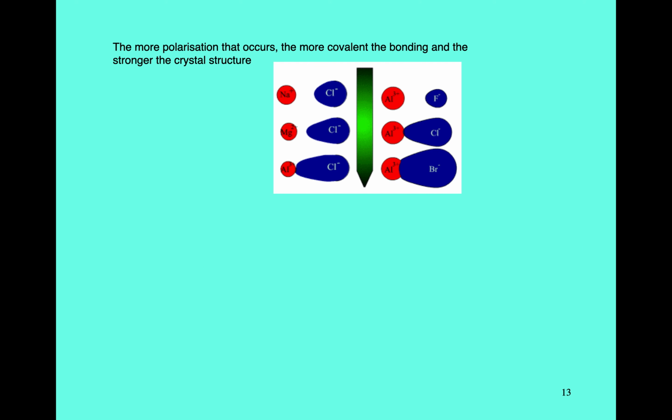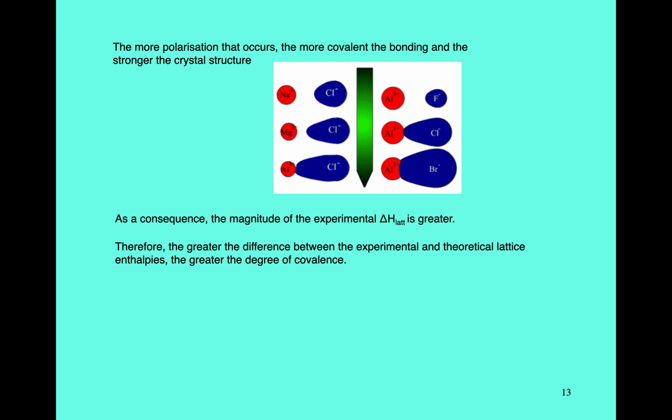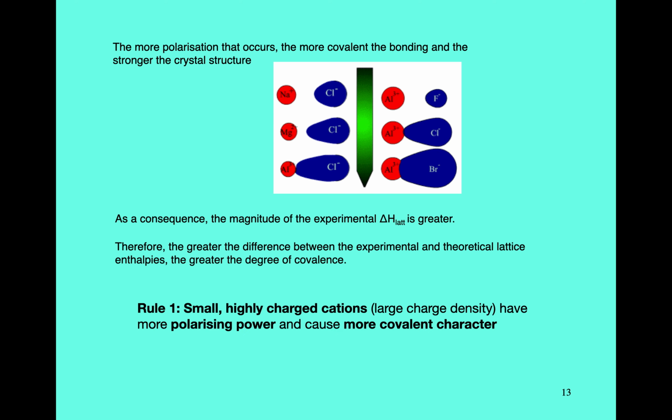Okay? We just talked about this. So the more the polarization, the greater the covalent character, and the difference between the experimental lattice enthalpy and the theoretical lattice enthalpy is greater. Okay, more polarization, more difference between the two figures. So that's the first rule we're going to look at. Small, highly charged cations with a large charge density have more polarizing power and cause more covalent character.